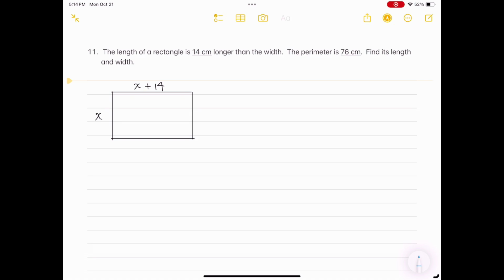The length of a rectangle is 14 centimeters longer than the width. The perimeter is 76 centimeters. Find its length and width.